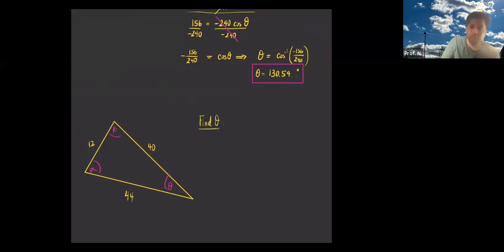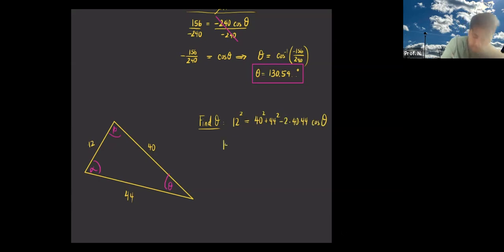How do you find theta? Use the law of cosines. Well, what's opposite theta? 12. So what do you write? You write 12 squared equals, and then the other sides, right? The other sides are 40 and 44. You know where to place them now. 40 squared plus 44 squared minus 2 times 40 times 44 times cosine of theta.